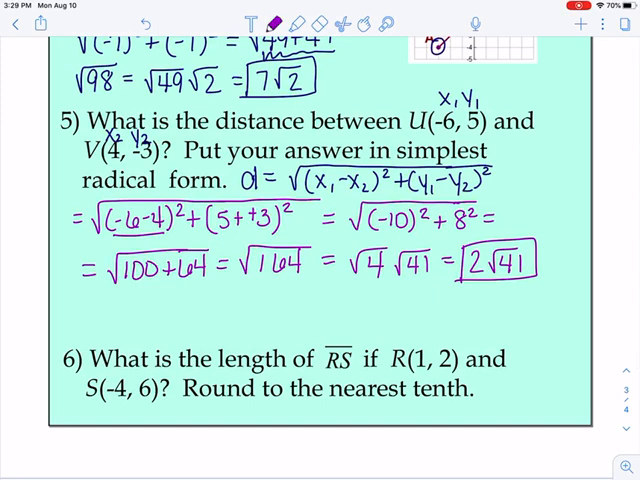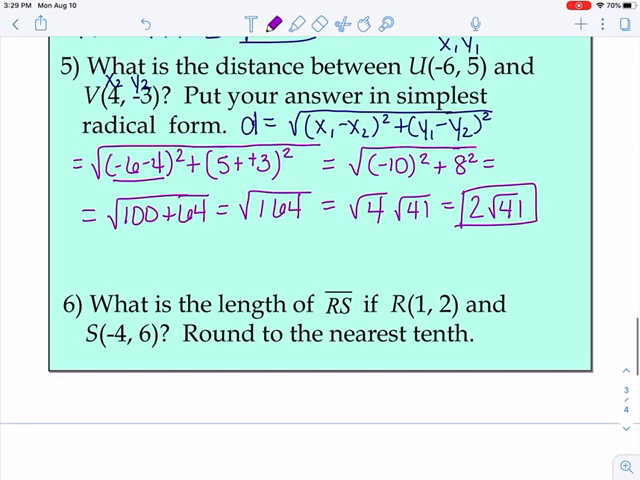Okay, and our last problem, let's see if we can get through it without my dogs barking. We have the length of RS, we want to know what the length of RS is if the coordinates of R are 1, 2, and S is negative 4, 6. And this time we couldn't. So S is going to be negative 4, 6. So again, x1, y1, x2, y2.